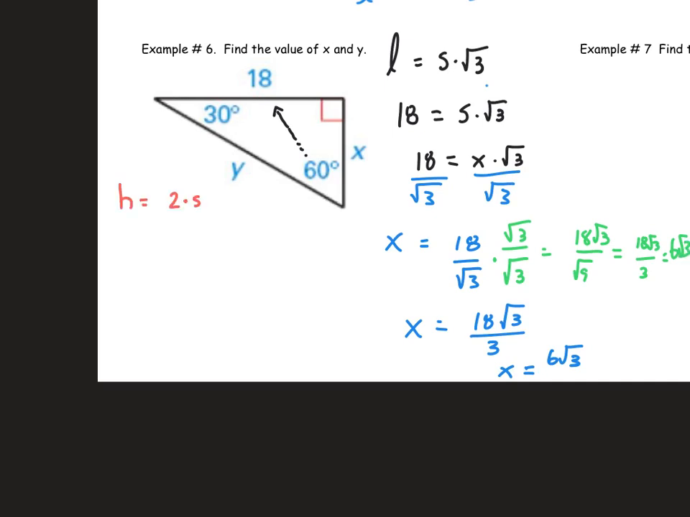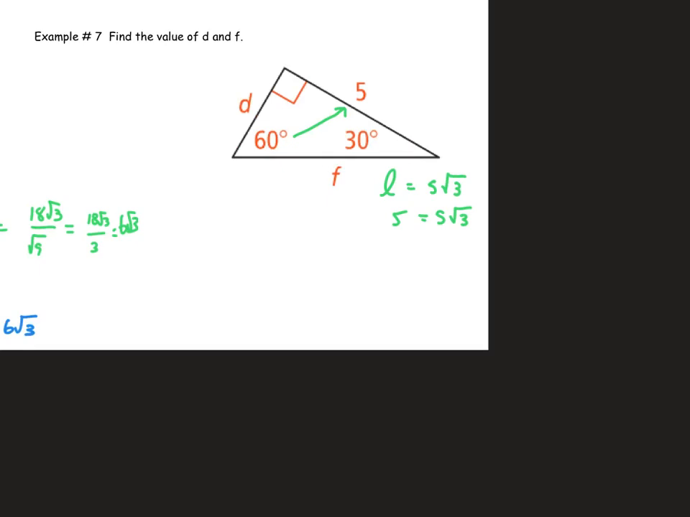Okay, solving for y, I know that the hypotenuse is equal to 2 times the length of the short side. In our problem, we found out that the short side is 6 square roots of 3. So y is the hypotenuse, 2 times the short side, which is 6 square roots of 3. So that means y is going to be equal to 12 square roots of 3.